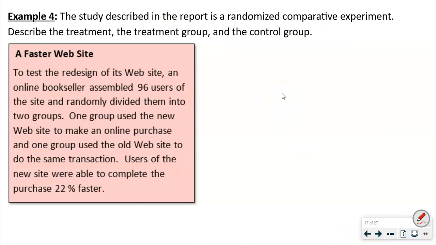So here's an example. The study described in the report is a randomized comparative experiment. Describe the treatment group and the control group. To test the redesign of a website, an online bookseller assembled 96 users of the site and randomly divided them into 2 groups. So we got our 2 groups, right? So we know it's going to be an experiment. One group used the new website to make an online purchase, and one group used the old website to do the same transaction. Users of the new website were able to complete the purchase 22% faster.